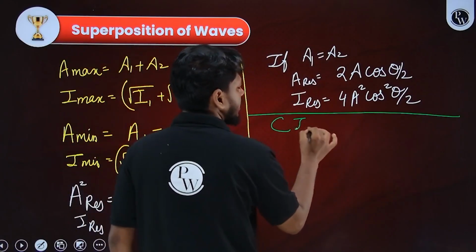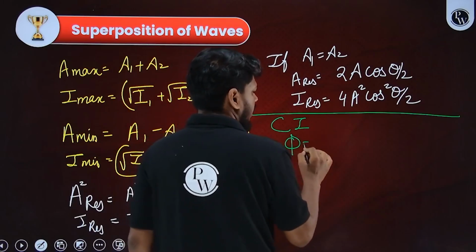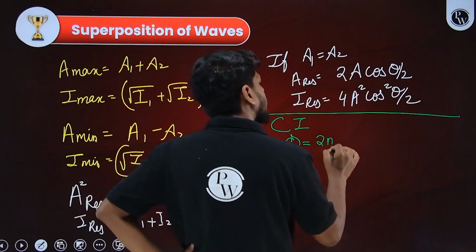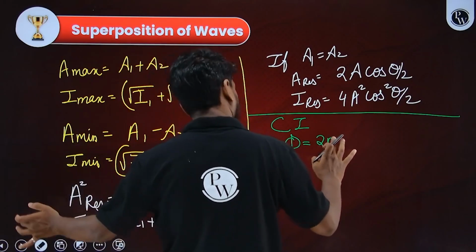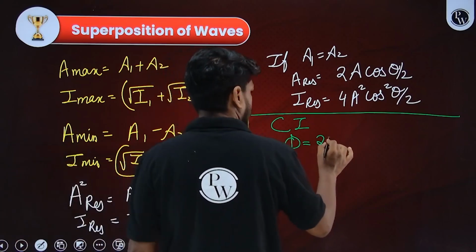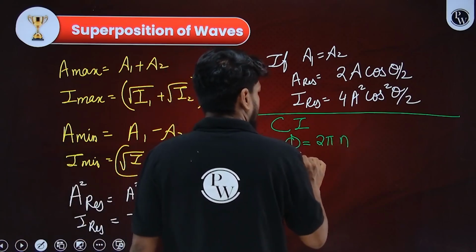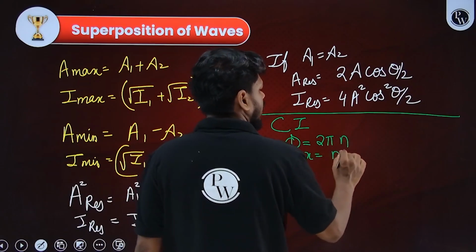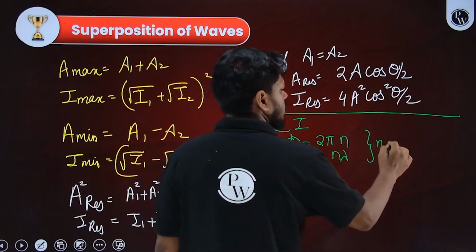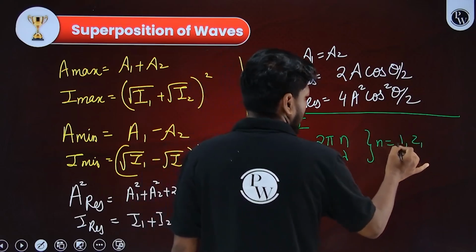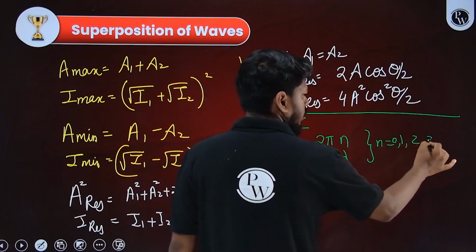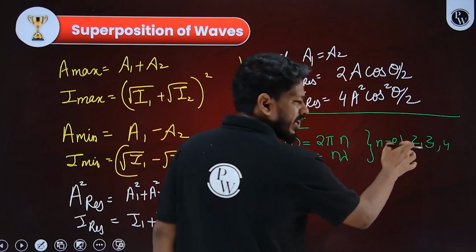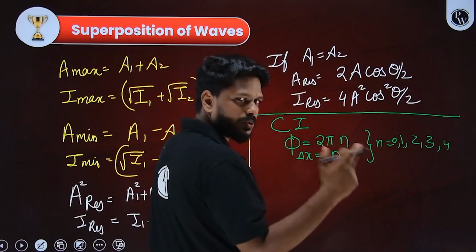For constructive interference, my phase difference should be equal to 2 pi n, and my path difference should be equal to what? N into lambda, where n is equal to 1, 2, actually n can be 0 also here, 1, 2, 3. But if I put 1, it means first maximum. If I put 2, second maximum.